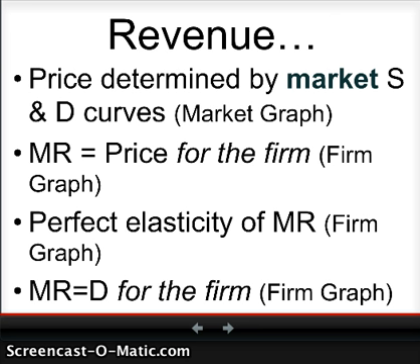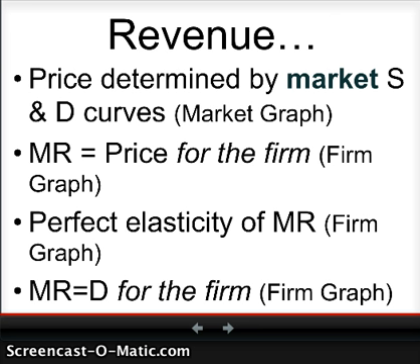All of the suppliers, all thousands of suppliers of corn that exist, and all of the buyers, the millions and millions of people who buy corn. So we're looking at the entire market in the market graph, and it's going to look like your old-fashioned supply and demand curve. Now, the firm will have a different graph. Bob's firm's graph is going to look very different than the market. We're not dealing with all suppliers and all buyers. We're only dealing with Bob as a single supplier and his buyers.